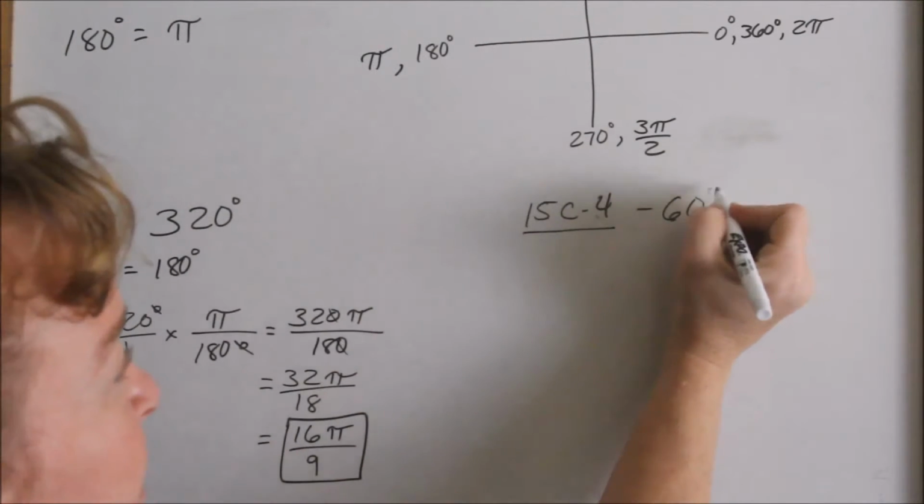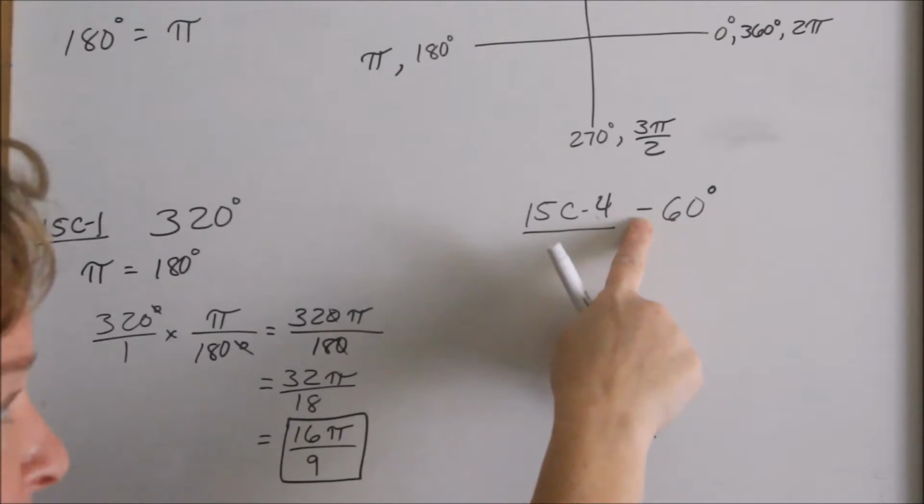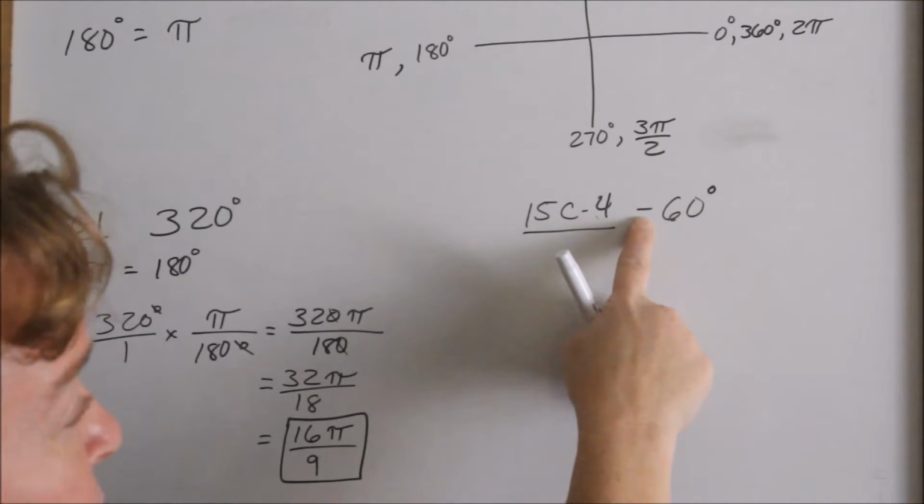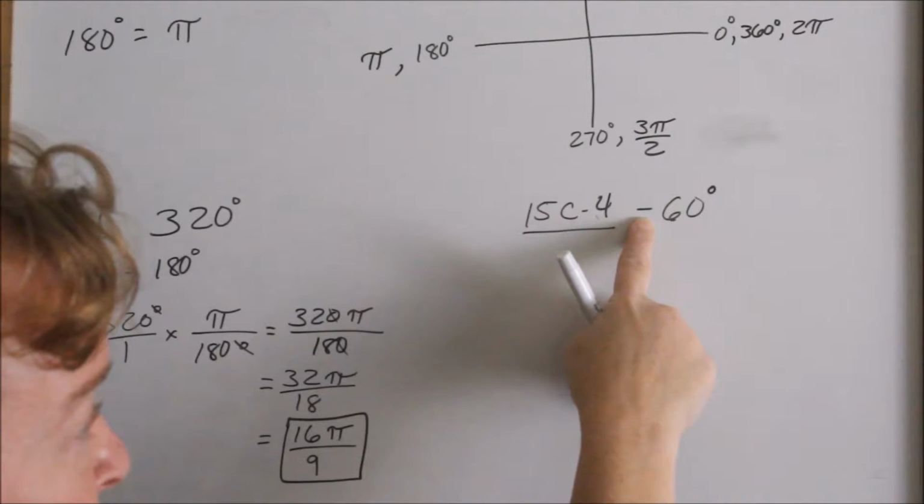Okay, look at 15C4. We have negative 60 degrees. Remember, when you see a negative, it just tells you which direction you are rotating. Negative means we are rotating in the clockwise direction.